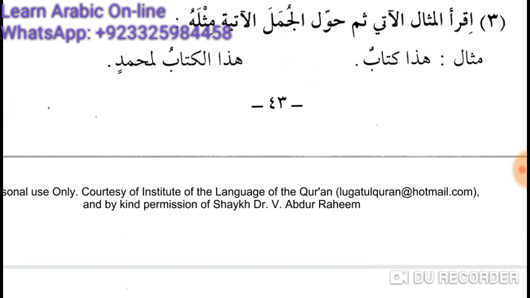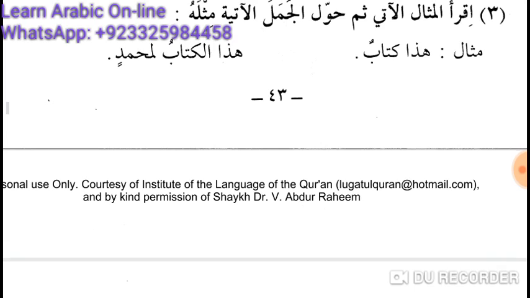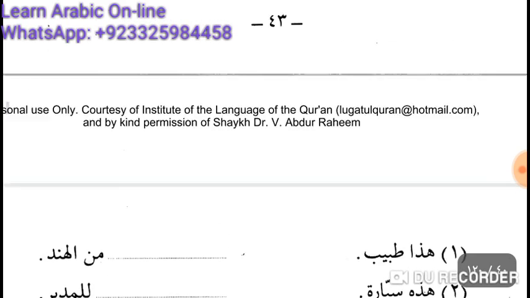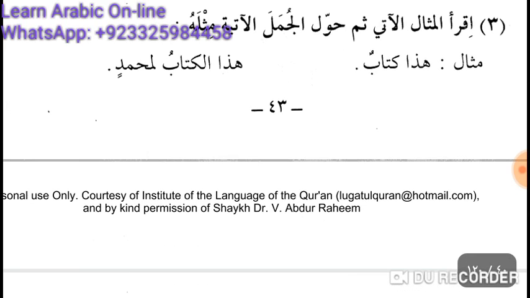So haza kitabun, this is a book. Here you see that kitab has a tanween. But then we will add alif lam to make it a specific book, and it will become haza al-kitabu li Muhammadin. This book is for Muhammad. So you have to make these changes in all these sentences. Read the example, then proceed.